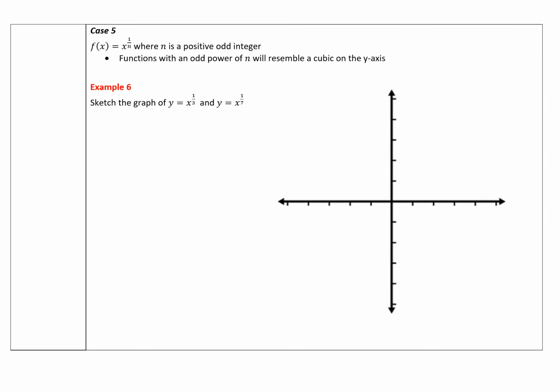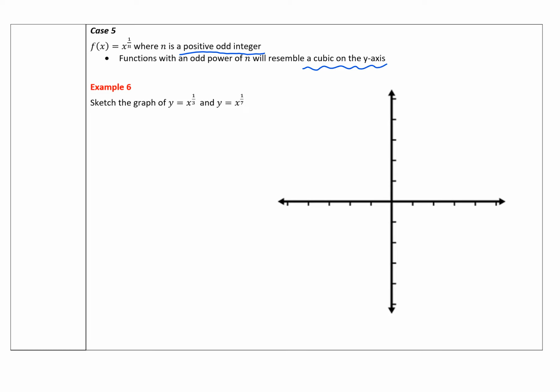So we know we can't have the square root of a negative number. Indeed, we can't have the even root of a negative number. But what happens if we had the odd root? Well, that actually does work, just like -1 cubed is indeed -1. Now, when we have a positive odd integer, as we see here, we're saying that functions like this will resemble a cubic on the y-axis.